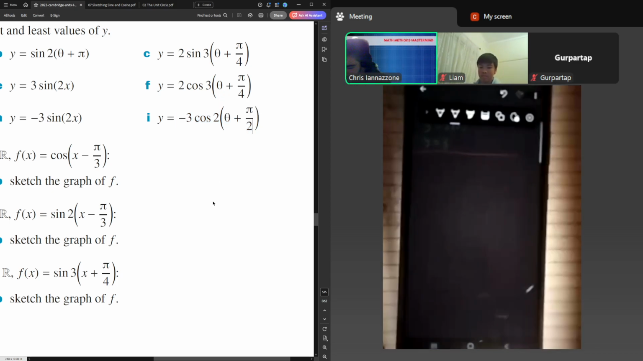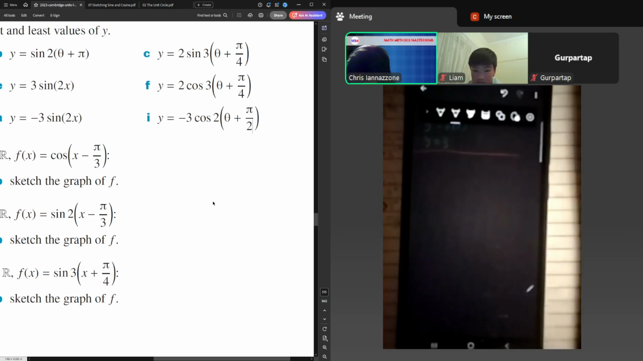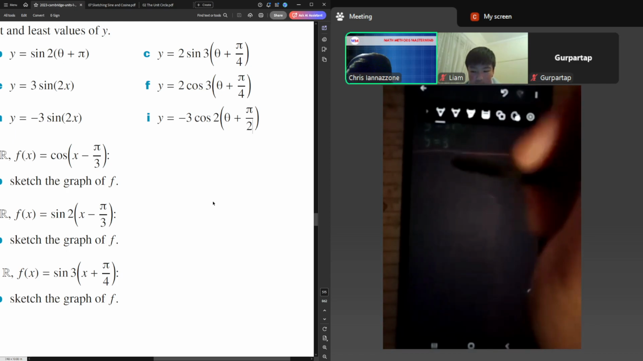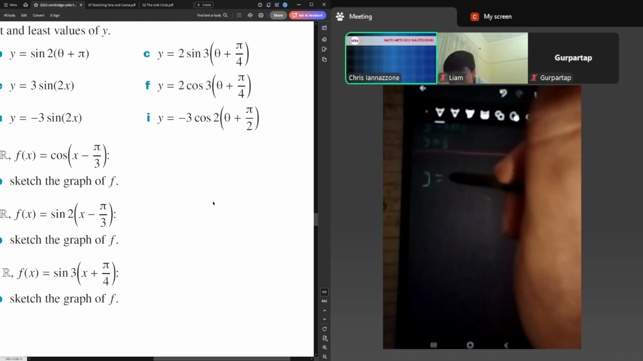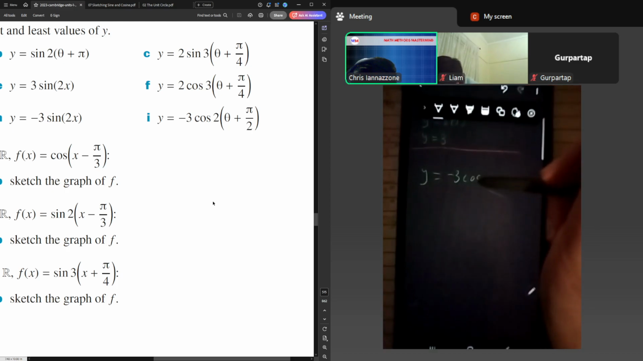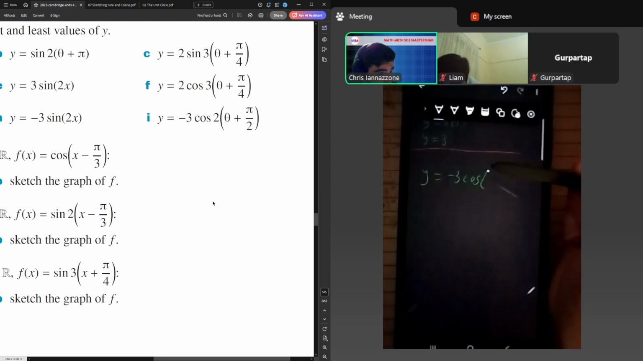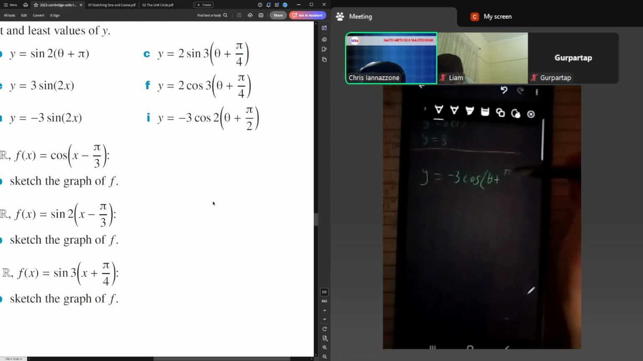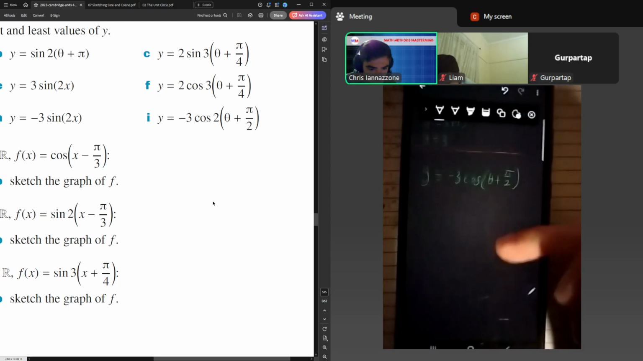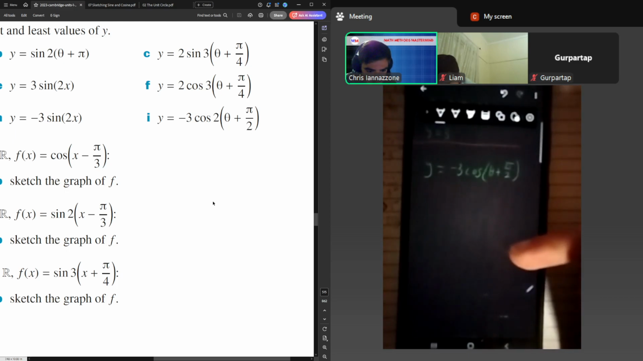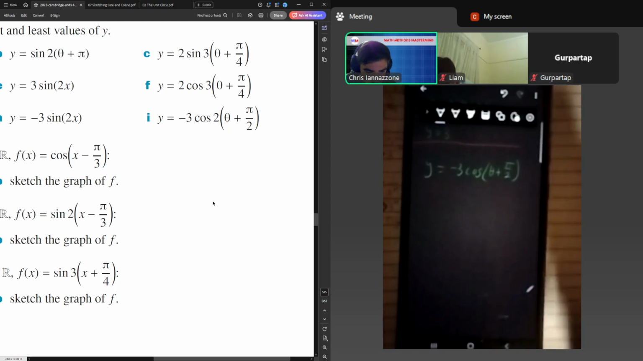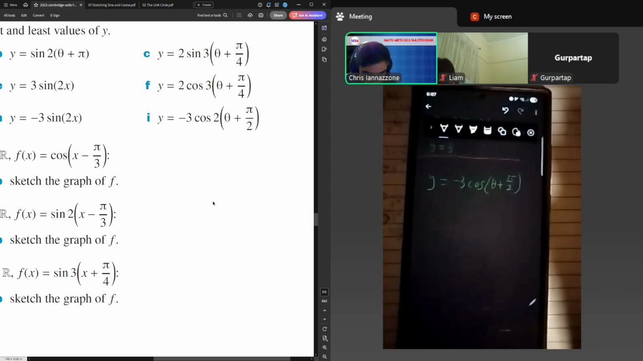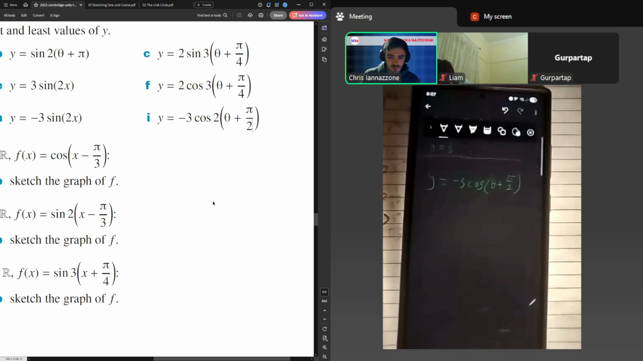Okay, let's change this one up a bit. So we're going to have y equals -3 cos, and then theta plus pi over 2. Alright, so we're dealing with horizontal translations, and we're also dealing with a negative in there. What shall we do?